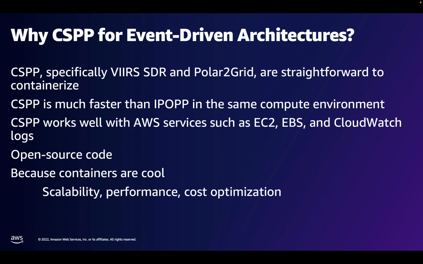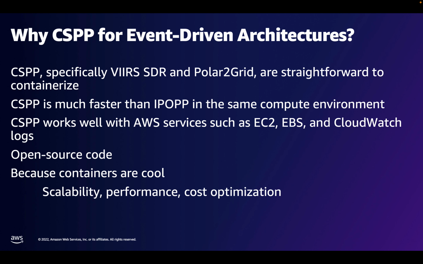So what we chose to do to demonstrate this capability is we use CSPP, specifically Viirs SDR and Polar2Grid, and we package them, we containerize them. So what that means is that they're running in a container inside of another compute environment, and it's a Docker container specifically. CSPP is much faster than IPOPP. Thank you to the CSPP folks for that. And we're going to talk more about specifically what that compute environment looks like here.